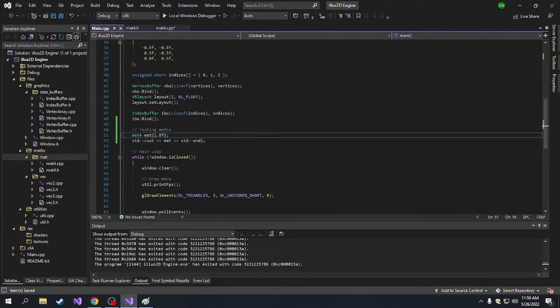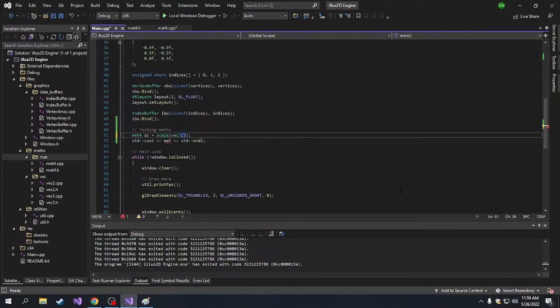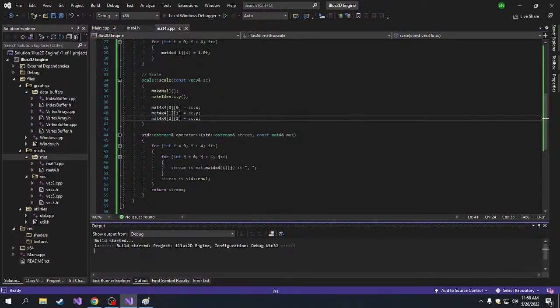So we'll do mat4 scale equals sc, we'll call it sc as well. Scale takes in a vec3, so vec3. I'll just pass in something like scale it like 2 times an ax. We'll just do the same matrix as we did for the example. So 0.5 on the y, none on the z, and then we'll just check it again. So run the code.